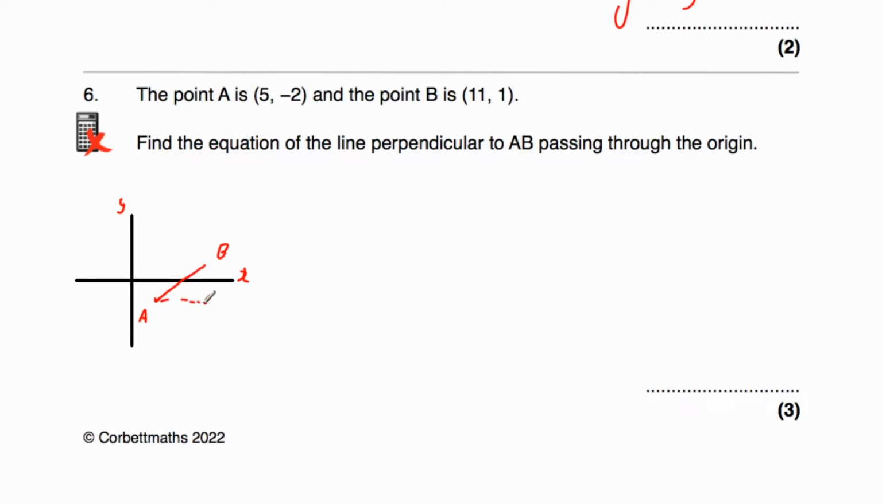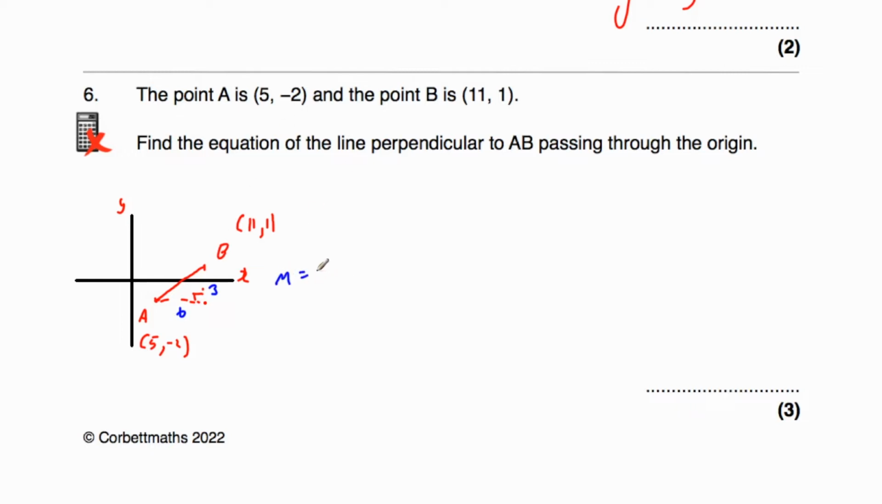So we want to work out our rise and our run. So A is the point 5, -2, and B is the point 11, 1. So let's work out our run and our rise. Our run, we've gone from 5 across to 11 across. That means that our run will be 6 because we're going another 6 across. And in terms of our rise, we're going from a height of -2 up to 1, so our rise will be 3.